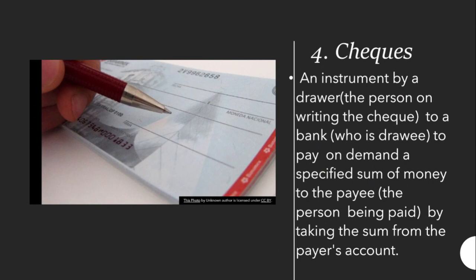So the person at the bank is the drawee, and the drawee pays on demand a specified sum of money to the payee, so the person being paid, by taking the sum from the payer's account. Right? So a check is an instrument by a drawer to a bank to pay on demand a specified sum of money to the payee by taking the sum from the payer's account.